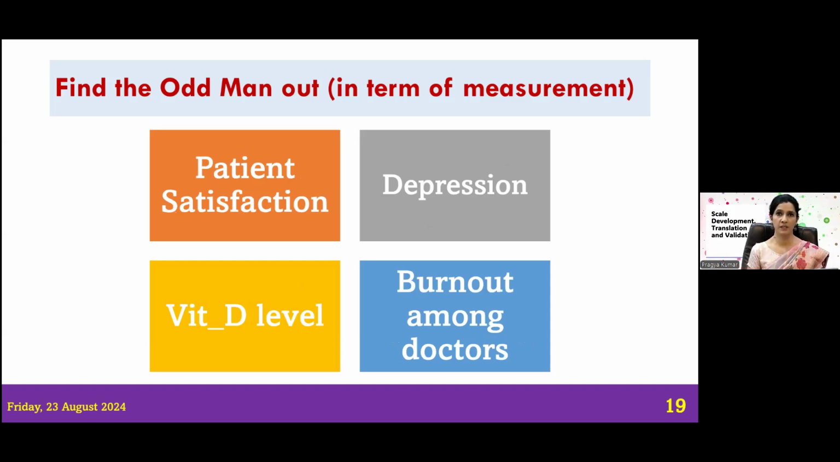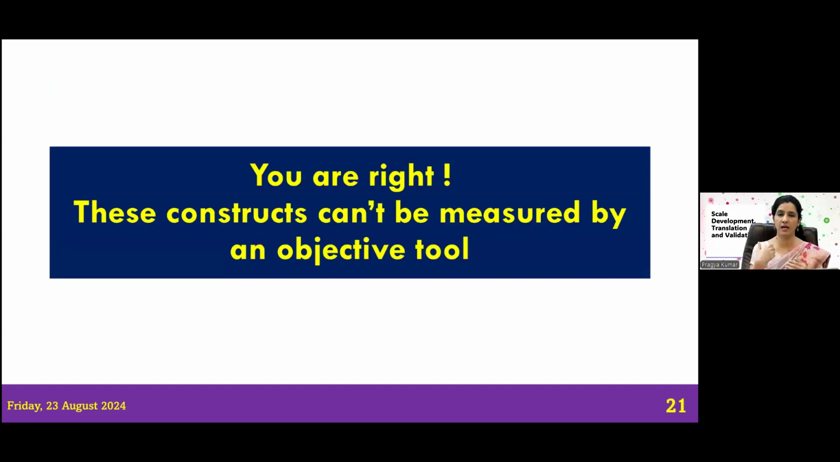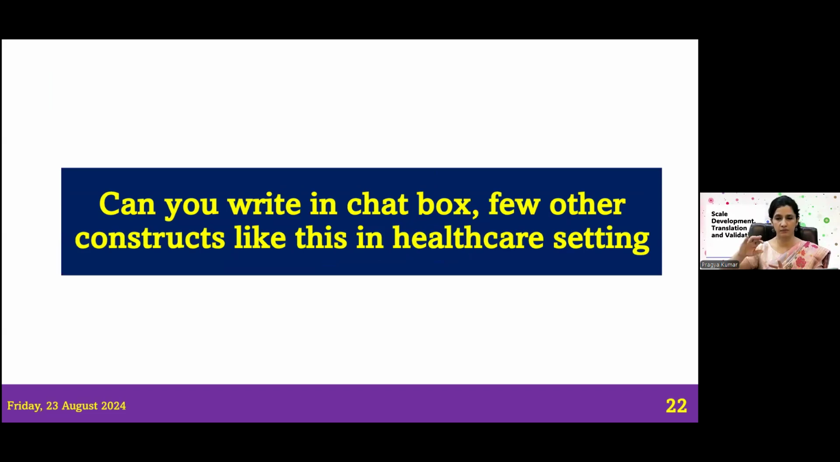What about this? Patient satisfaction, depression, burnout among doctors, vitamin D level. Yes, Aditi is writing, Bhumika, Priyanka. Yes, vitamin D, very right, very quick. So what was the rationale of all these three answers? In this, what you must have thought during the answering process is that something is there which can be measured by an objective tool like vitamin D or blood pressure or weight. And there's another classification where you cannot measure the thing directly. So you have got some indirect measurement.